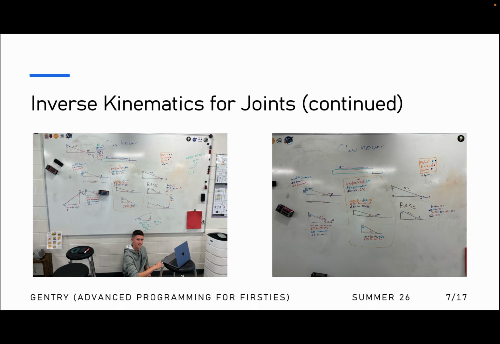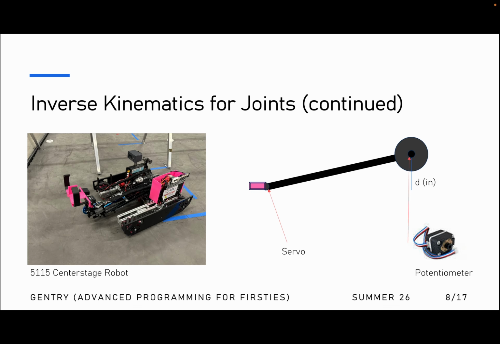I tried to do too much. It's just a linear equation. That's all you got to remember. It's just a linear equation. So in this setup, this was our 5115's center stage robot, right? So we have some distance off the ground to our axis of rotation, which is back in here. And then we have some servo, which I'm just representing as a circle. And then that's it. We have a potentiometer measuring the angle of this socket.